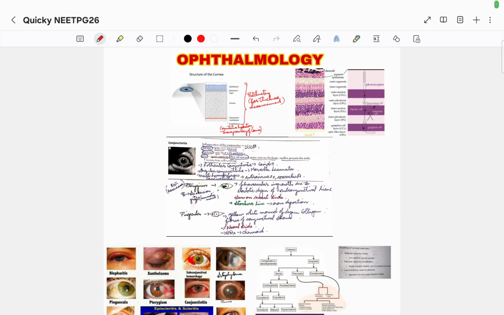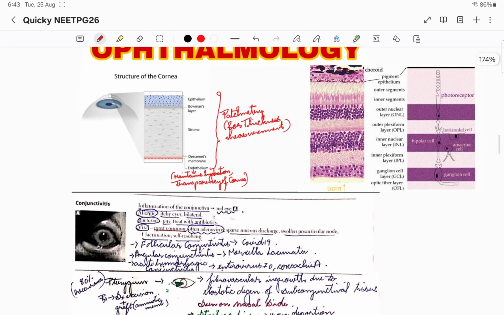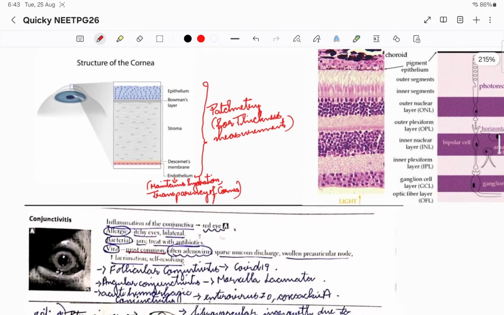Hello guys. So now in the head and neck chapter, the next sub chapter that we are going to study is ophthalmology. To begin with, we are going with anatomy. With respect to ophthalmological anatomy, only two main things are important. One is the structure or the layers of the cornea, and another one is the layers of the retina. So we'll see one by one.